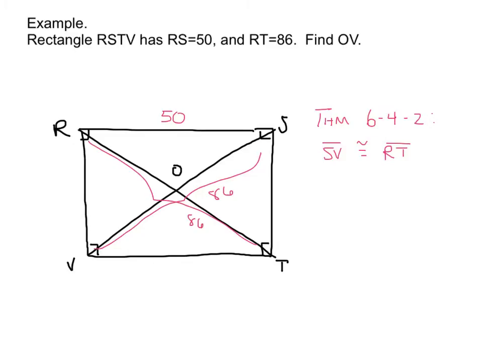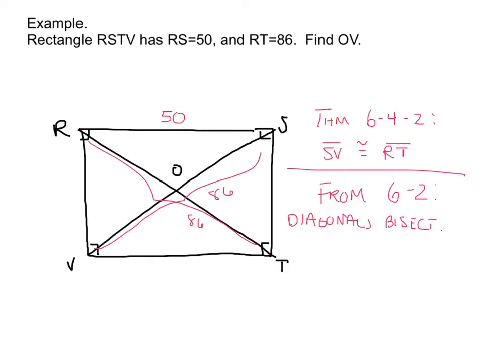Now, thinking about a diagonal, we still need to know this bottom of the diagonal. Remember at the beginning when I introduced rectangles? It is also a parallelogram. So let's say from 6-2, remember that all diagonals bisect each other? So since diagonals bisect each other, we know that diagonal SV was cut in half. Means that OV is congruent to SO.